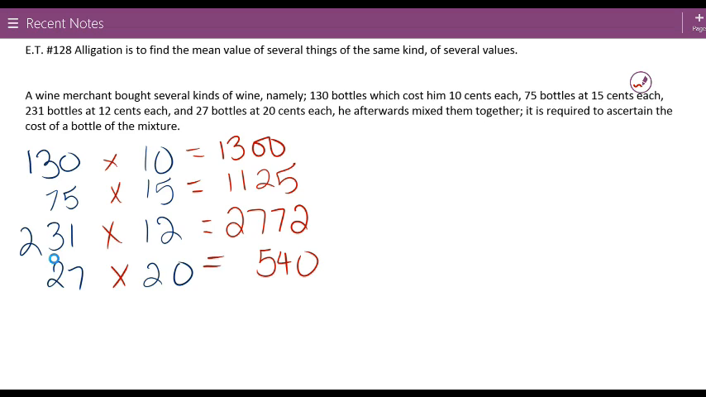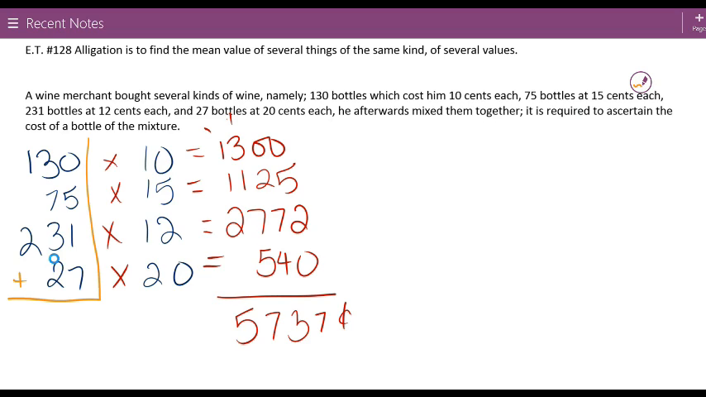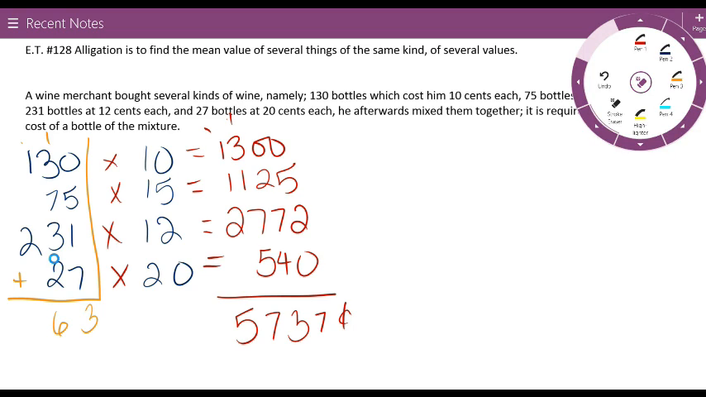Alright, so now we're going to add all of this together. So we spent 5,737 cents. Now we're going to look at how many bottles he has. So 130 plus 75 plus 231 plus 27 gives 463.